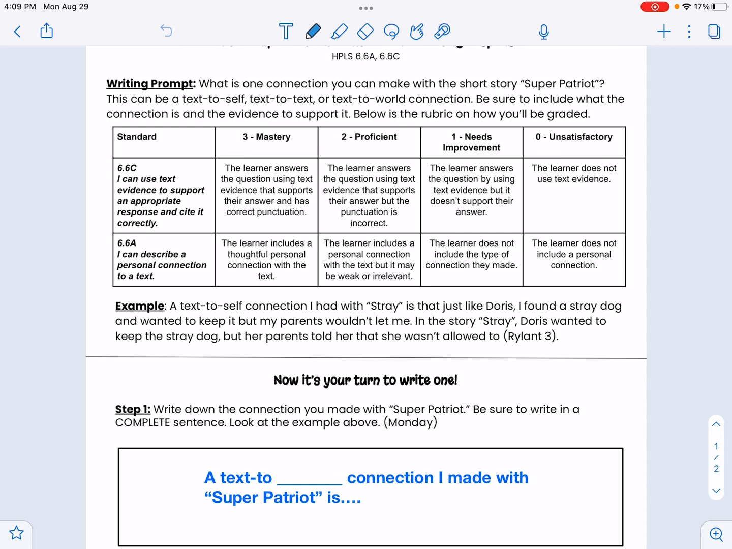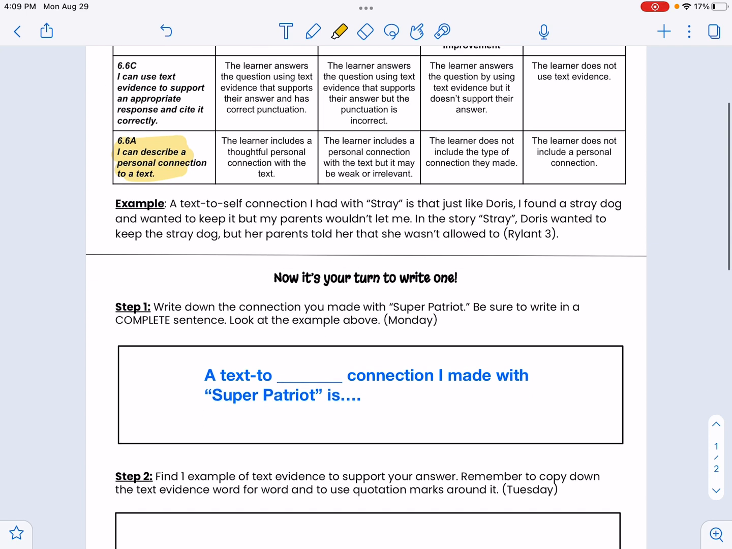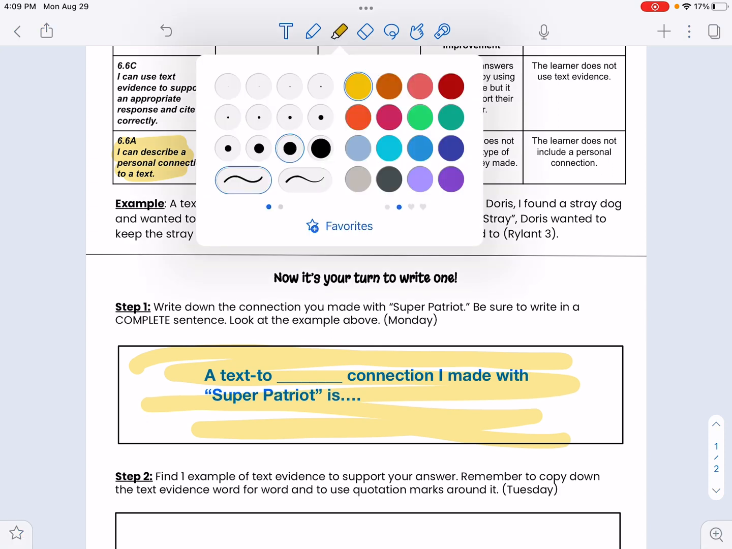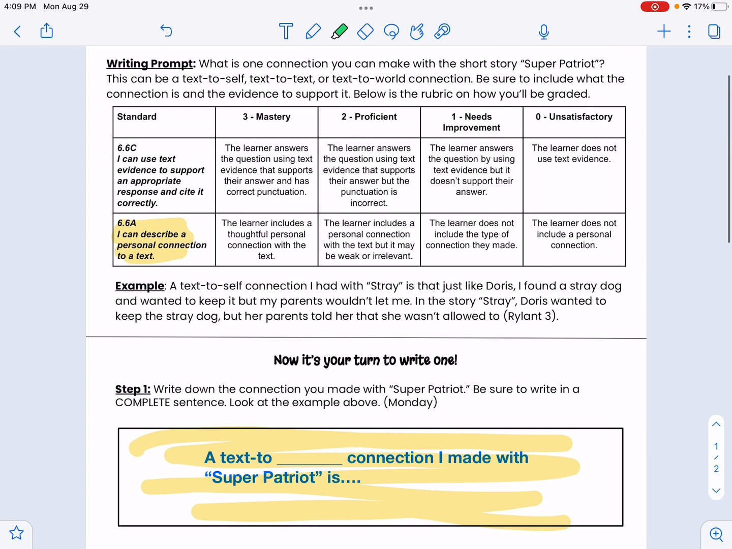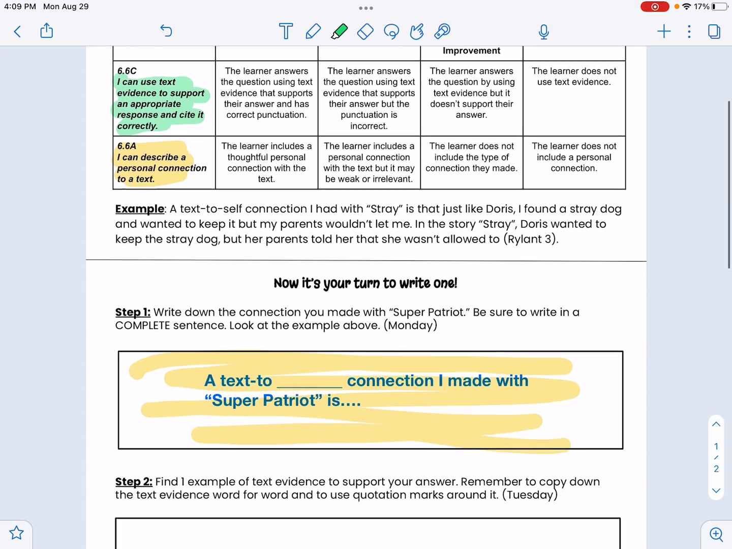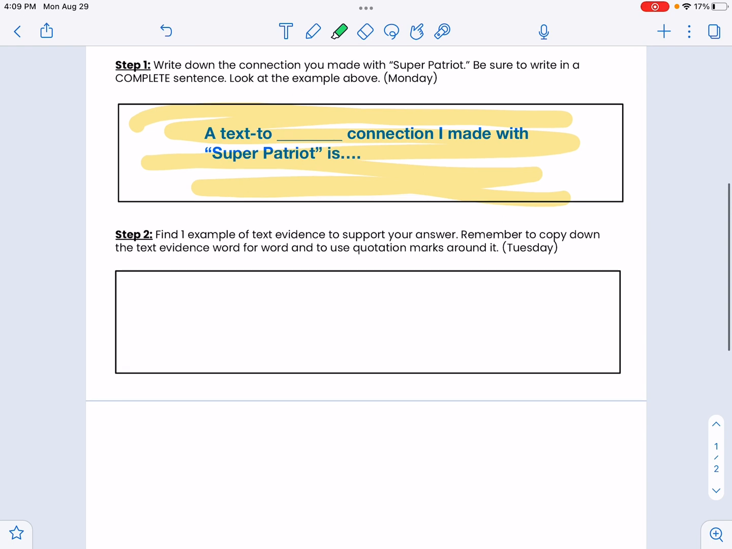So yesterday, we did this part of the rubric that you could describe a personal connection. You should have your personal connection in the step 1 box up here. Now we're doing this part of the rubric. I can use text evidence to support an appropriate response and cite it correctly. Now we understand what that means after our notes and practice from today. So we are going to do step 2. Find one example of text evidence to support your answer. Remember to copy down the text evidence word for word and use quotation marks around it.